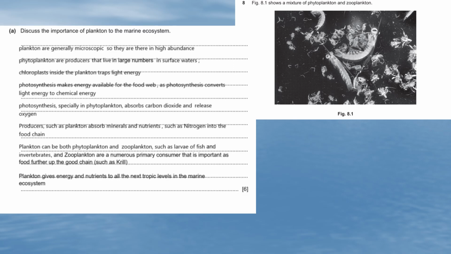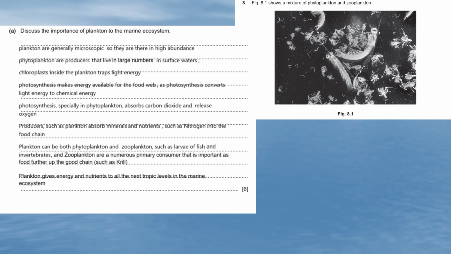Plankton are generally microscopic, so they are highly abundant. And phytoplankton are producers that live in large numbers in surface water. Chloroplasts inside the plankton trap light, and photosynthesis thereby makes energy available for the food web, as photosynthesis converts light energy to chemical energy. And photosynthesis, especially in phytoplankton, absorbs carbon dioxide and releases oxygen. Producers, such as plankton, absorb minerals and nutrients, such as nitrogen, into the food chain, all the proteins we need further up the food chain.